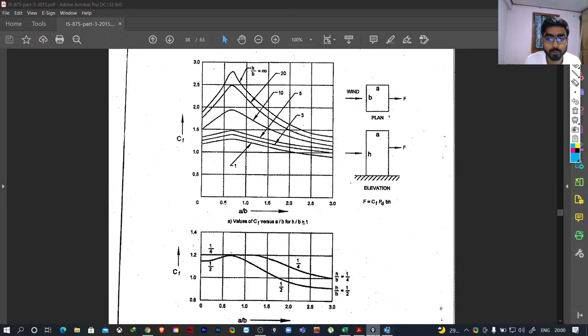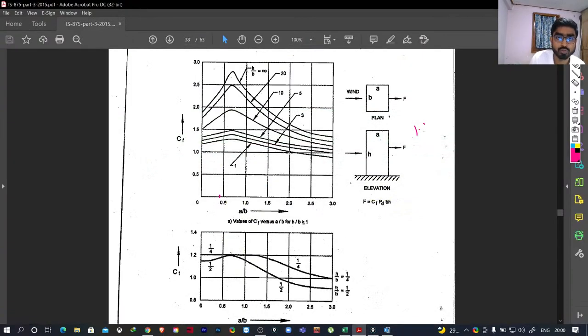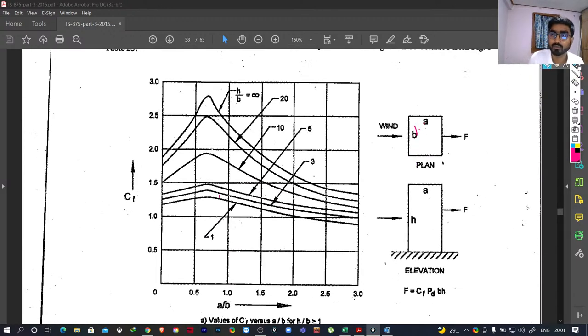Now, A by B we have got 0.4. So if you consider 0.4, it will be somewhere around here. Now, the other thing we need to find out is the H by B. We have got H by B 1.99, so almost close to 2, right? Here we have got 1, here we have got 3. So let me make it a bit larger. So 0.4, if I divide this, 0.1, 0.3, 0.4, and we have got H by B value as 1.99, which is almost equal to 2.